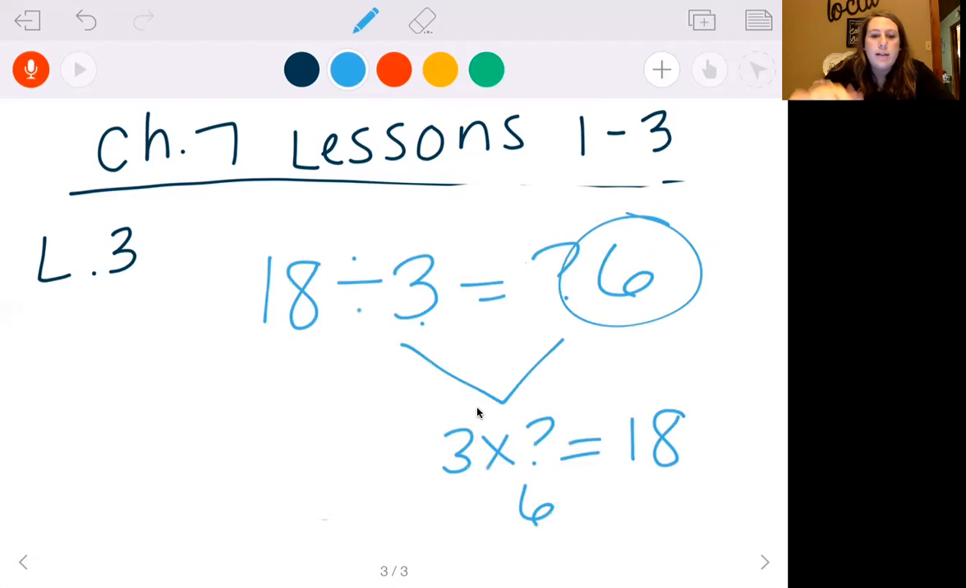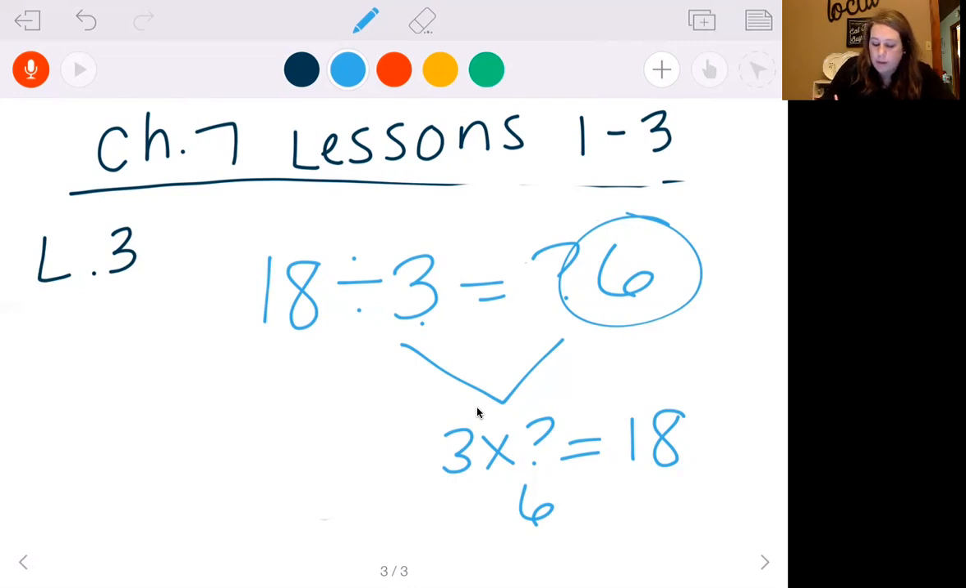Okay, so let's look at some of the models they give us. The models are important because you need to be able to see it in different ways. So one of the models they give you is squares. Let me count how many we have going across the top real quick. 1, 2, 3, 4, 5, 6, 7, 8, 9, 10.